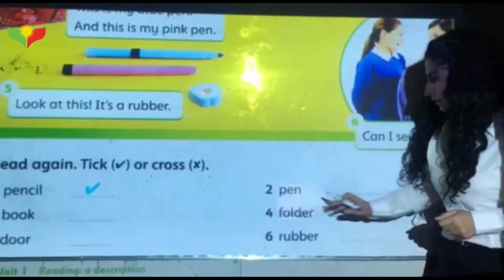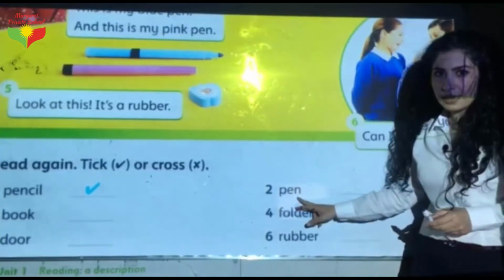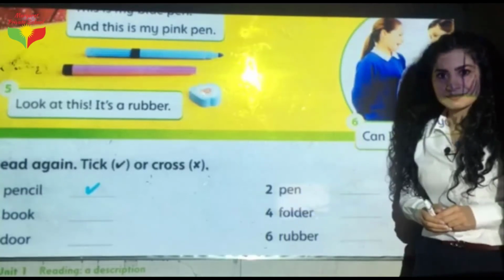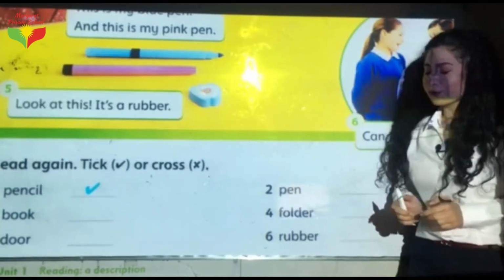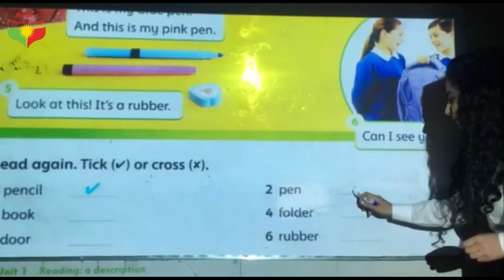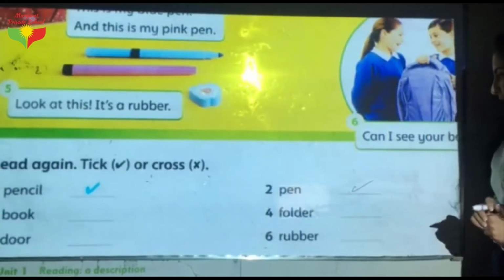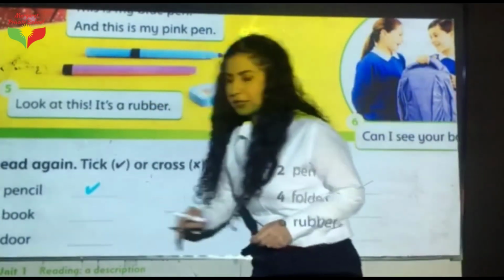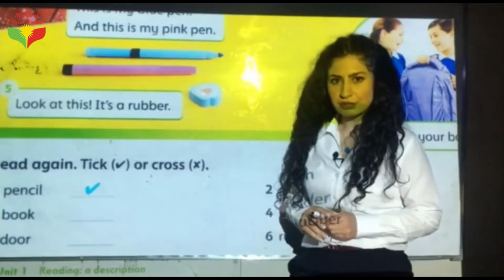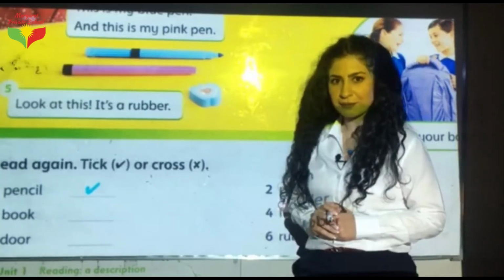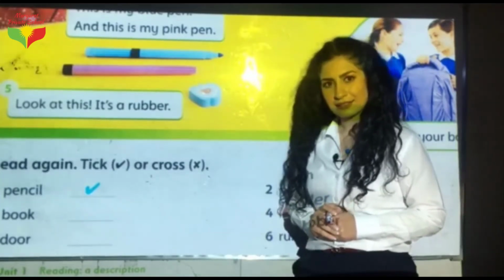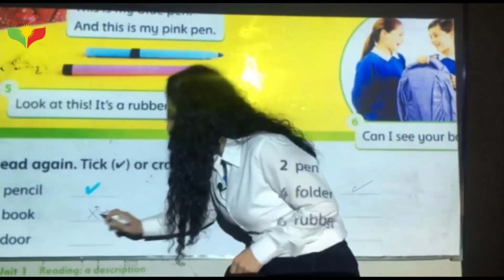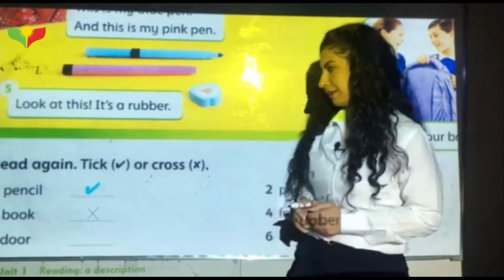Let's go to the second one. Did we see pen? Did we see pen? Excellent. Yes, of course. So tick. Okay, let's go to the third one. Book. Did we see any book in the picture? Excellent. No, we didn't see any books. So cross. Well done, dears.